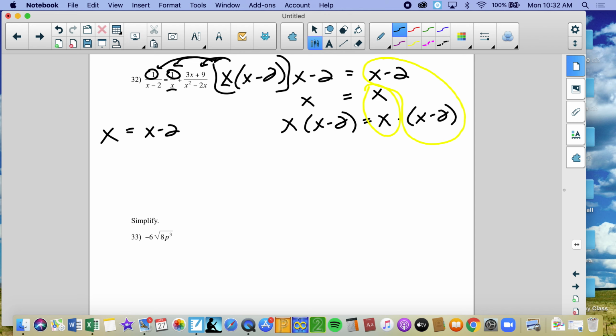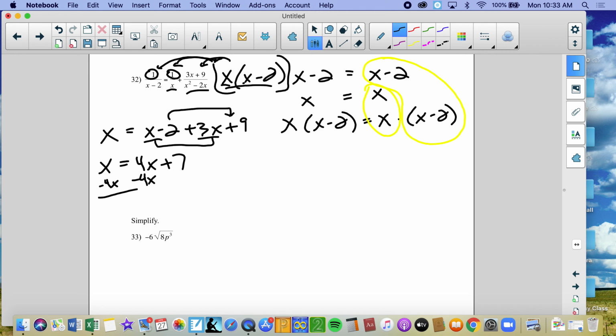If I distribute it to this, remember, this used to be x squared minus 2x. So those are going to cancel out completely, and we're left with 3x plus 9. Let's simplify the right side before we start moving things. You're left with x equals... these are like terms, they're on the same side of the equation. And now we're going to move the variables.